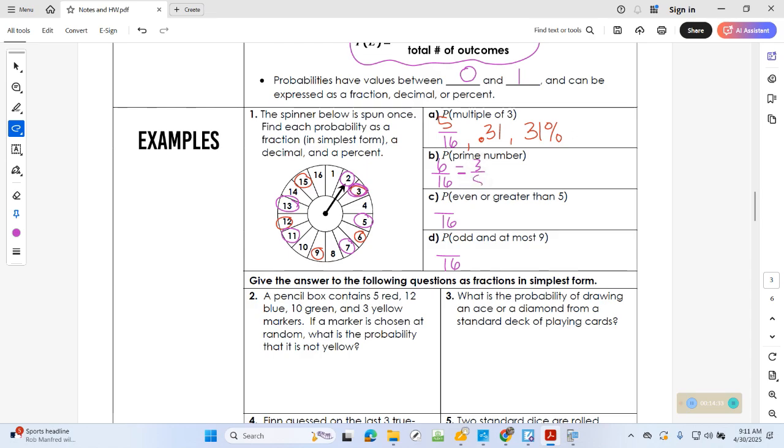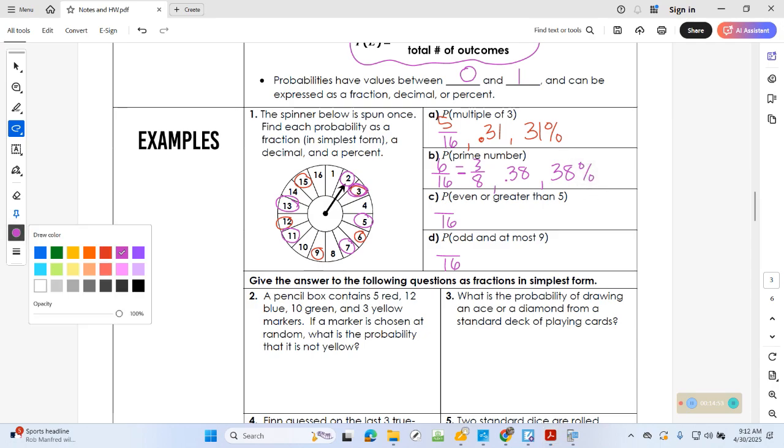3/8, good. So there would be the fraction. Now they just want you to practice. I don't know if we're going to do them all, but let's just practice. What is that as a decimal? What's 3 divided by 8 as a decimal? 0.375. I'm going to round it, 0.38. And then as a percent? 38%. Okay.